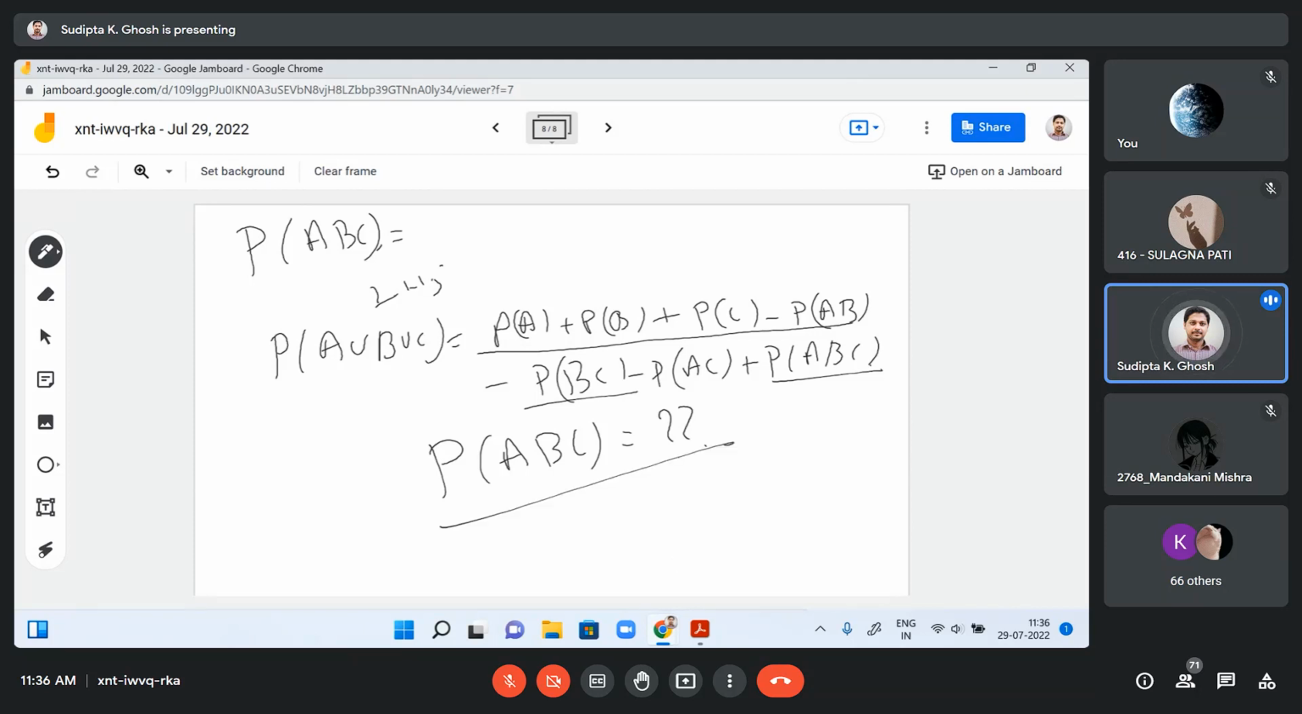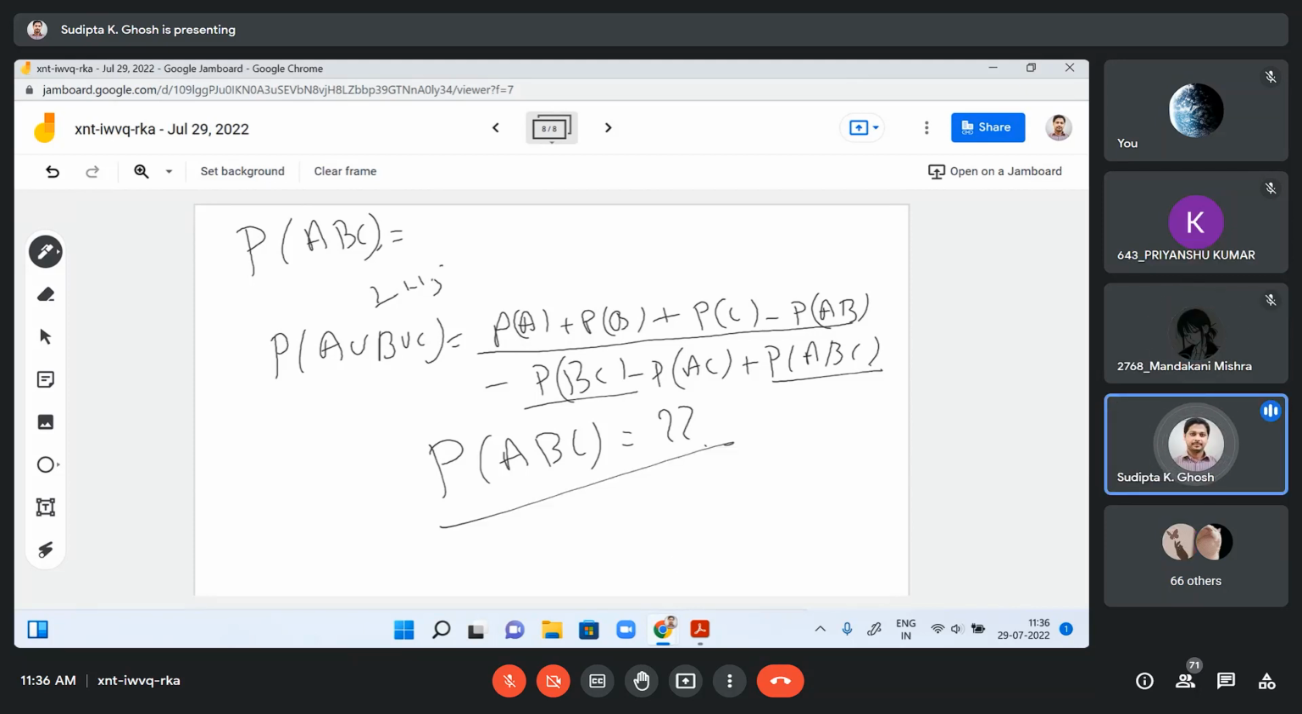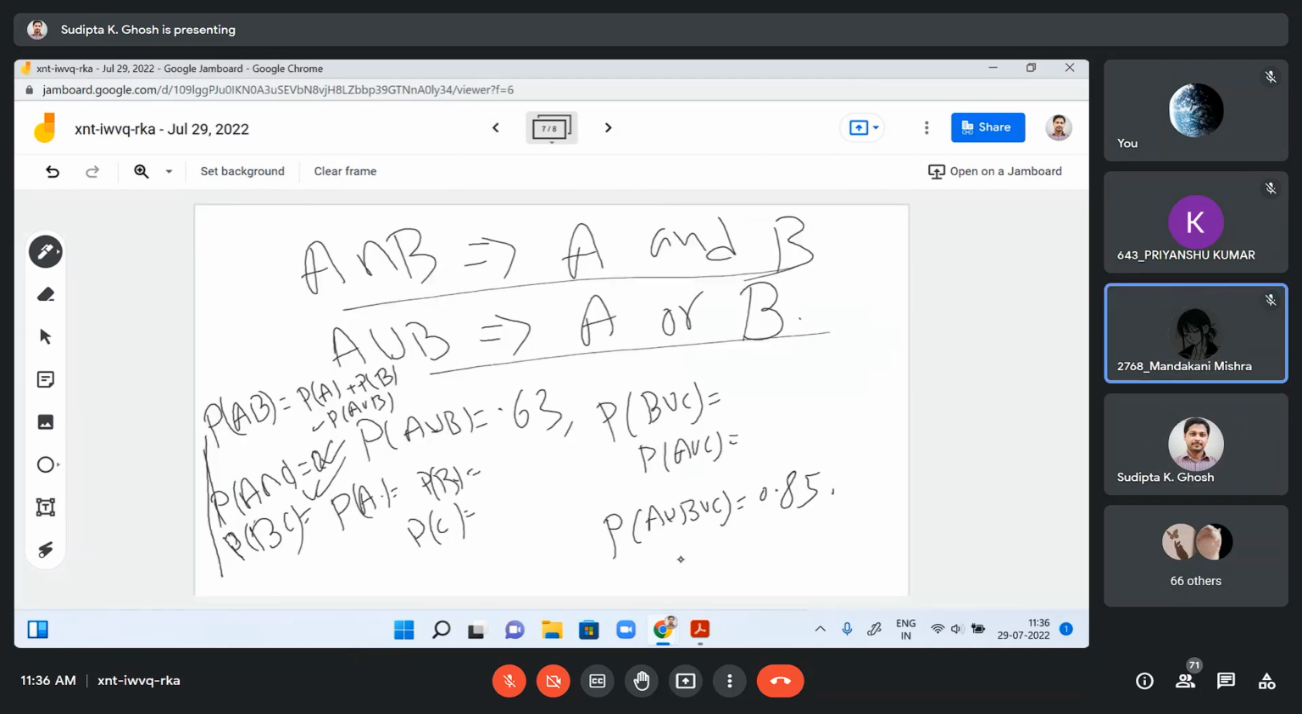I can easily calculate because all of this is known: AB, BC, AC. From where can I get the numbers of AB, BC, AC? From the question itself, it's mentioned? No. In the question it is mentioned A union B and A union C. It is not mentioned A intersection B. A intersection B, A intersection C, and B intersection C you have to calculate. Is it fine?